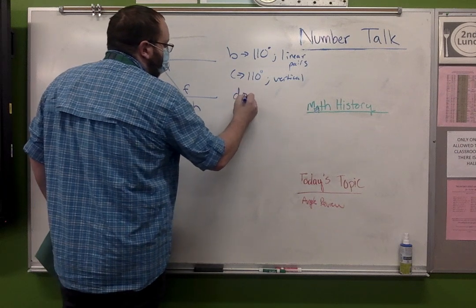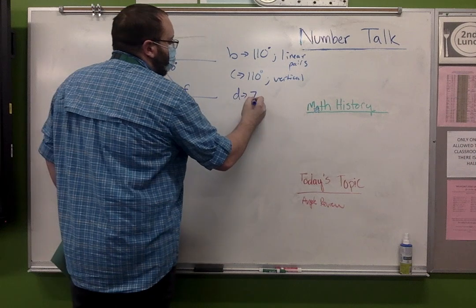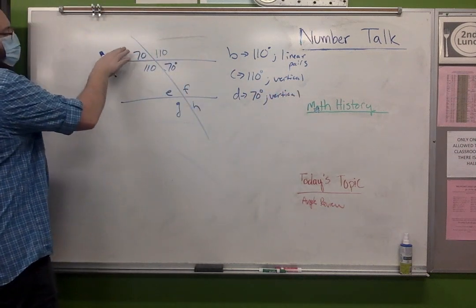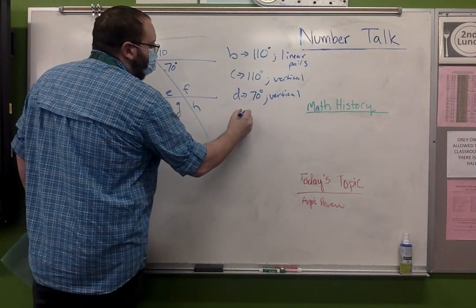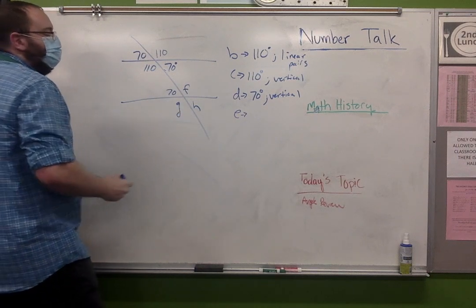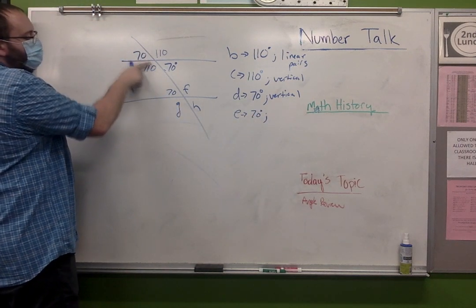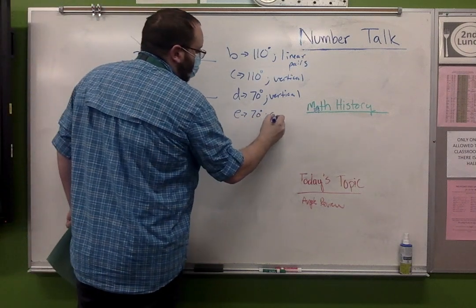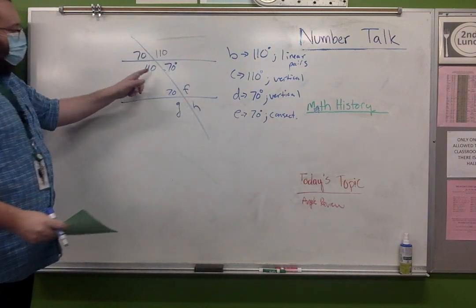Angle D. It's 70. And I'm going to say it's 70 because of vertical angles. 70 and 70, vertical angles. It's reflected on itself. E. I'm going to say it's 70. It is 70. But my reasoning is same side interior angles or consecutive angles. They have to add to 180. Consecutive angles.